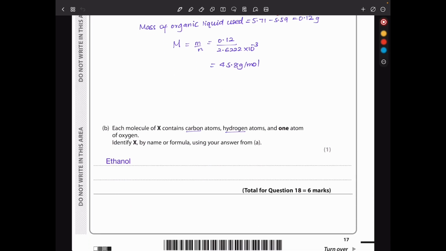Then they say each molecule of X contains carbon atoms, hydrogen atoms, and 1 oxygen atom. If we take away 1 oxygen, which is about 16, we are left with about 30, or you'd say 29 point something, and that means that is CH3CH2. So it's going to be ethanol.